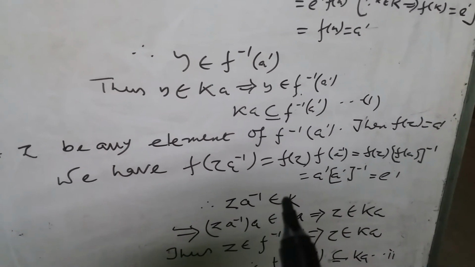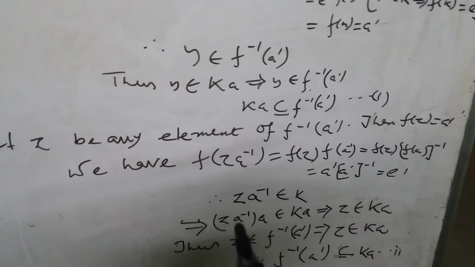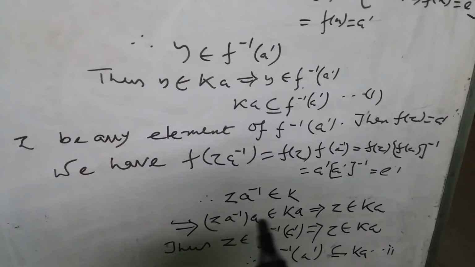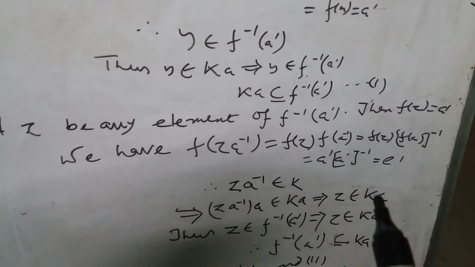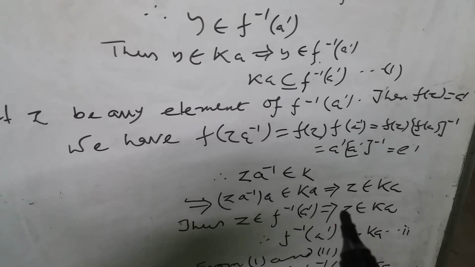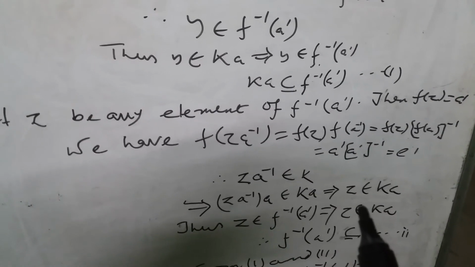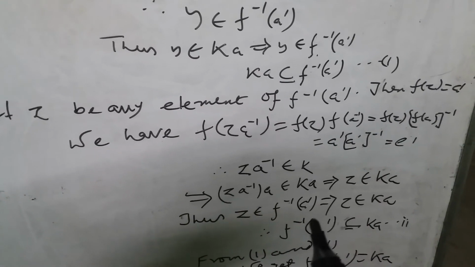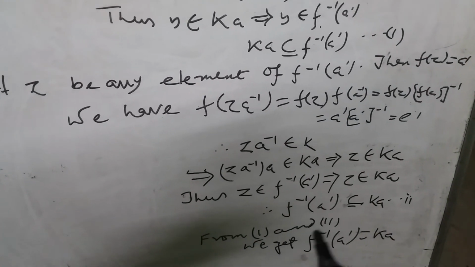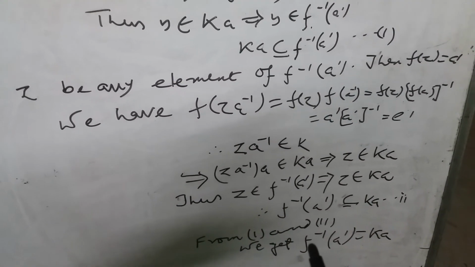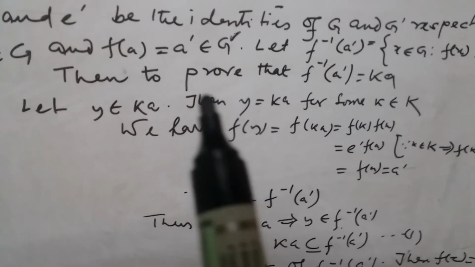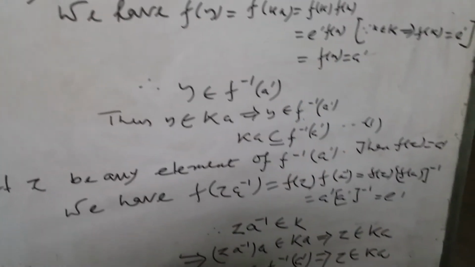So z a inverse belongs to K, and now multiplying both sides by a, Z belongs to Ka. Thus Z belongs to F inverse of A dash implies Z belongs to Ka. So F inverse of A dash is a subset of Ka. From 1 and 2 we can write F inverse of A dash is equal to Ka, which we had to prove. Okay, thank you so much.